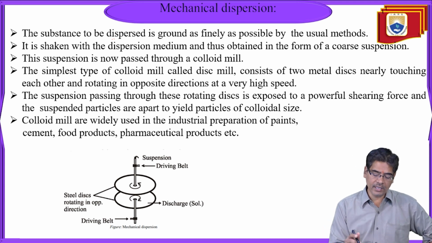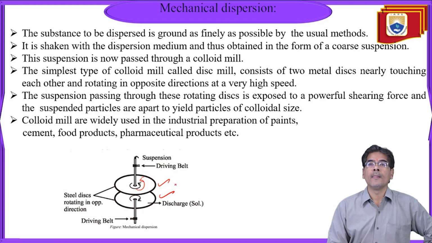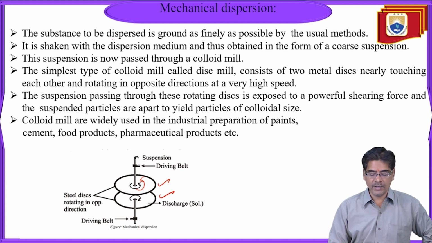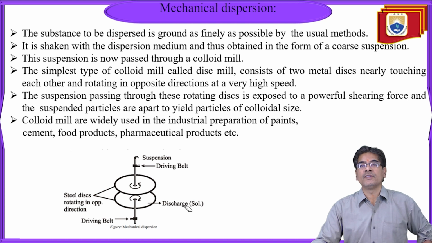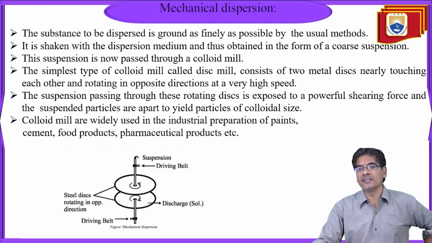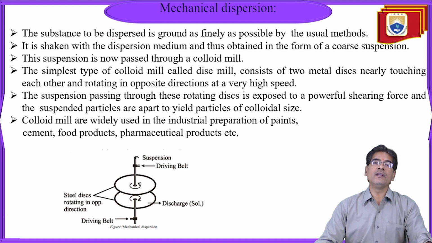If you see the figure here, there are two metal discs nearly touching each other and rotating in opposite directions at very high speed. The suspension passing through these rotating discs is exposed to a powerful shearing force, and the suspended particles are torn apart to yield particles of colloidal size. Colloid mills are widely used in industry for the preparation of paints, cements, food products, pharmaceutical products, etc.